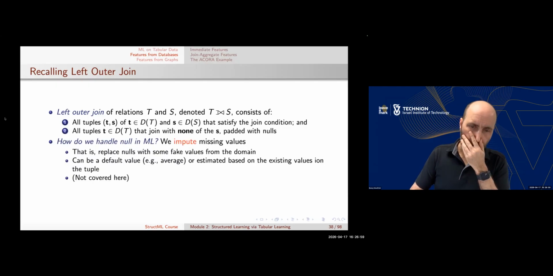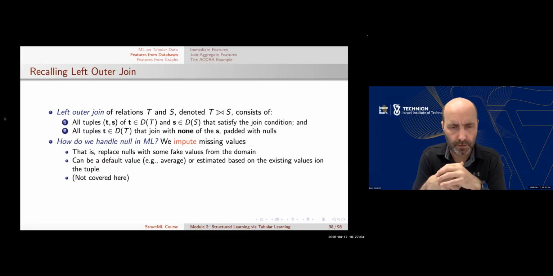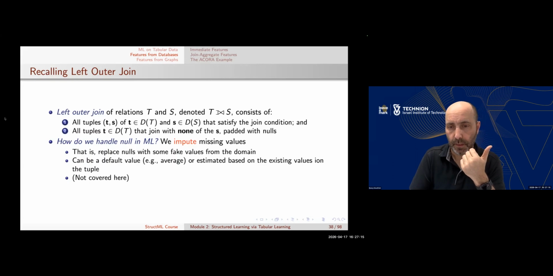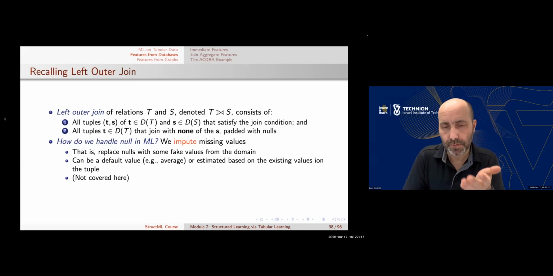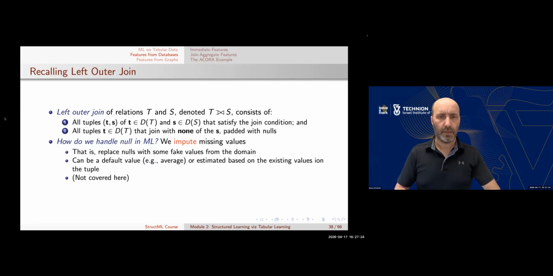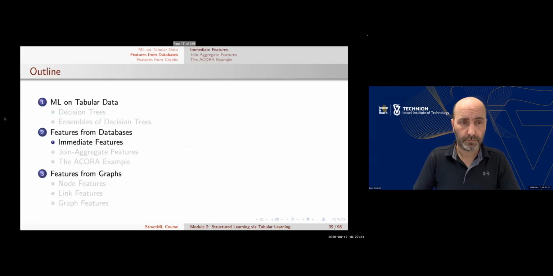But then you're saying we get a table with nulls. What do we do with it in machine learning? It's not something that we learn how to do. You usually impute missing values. You're not adjusting the learning algorithm to do something with nulls, but rather replace the nulls with some values. This can be a default value like the average or something like that, some fake value. But we do not cover it here.